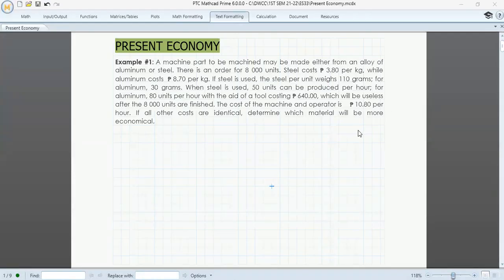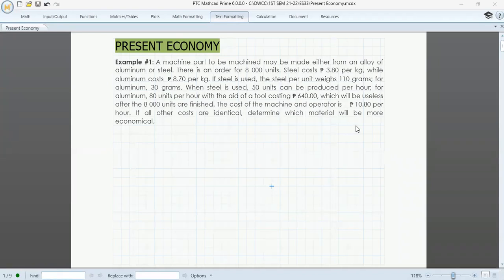Example number 1, we have a machine part to be machined may be made either from an alloy of aluminum or steel. There is an order for 8,000 units. Steel costs 3.80 pesos per kilogram, while aluminum costs 8.70 pesos per kilogram. If steel is used, the steel per unit weighs 110 grams. For aluminum, 30 grams.